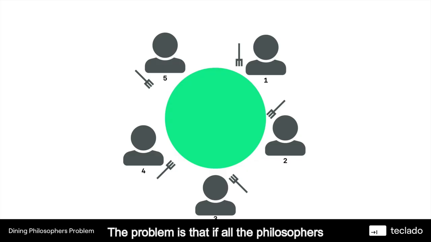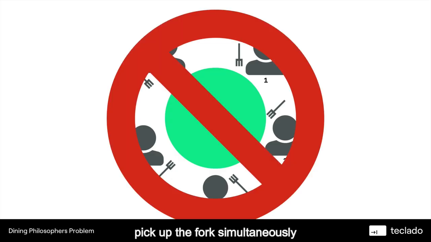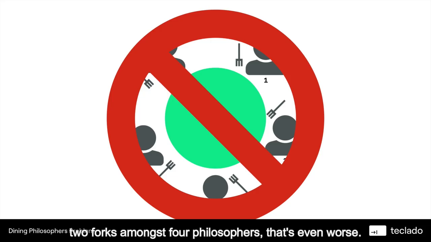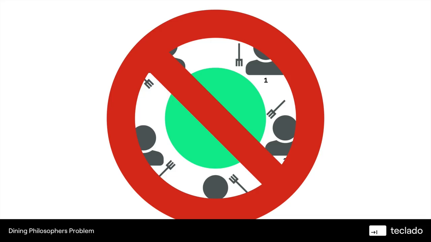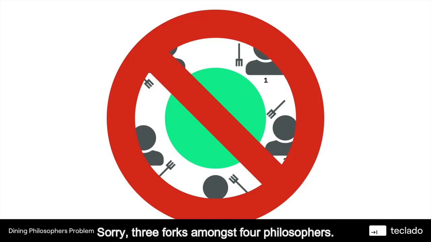The problem is that if all the philosophers pick up their forks simultaneously, nobody can pick up the other fork. So they keep waiting indefinitely and they end up starving. Similarly, if any of the philosophers does manage to start eating, somehow taking up 2 forks, they may never stop eating. And so the other philosophers are forever without 2 forks, and now they've got to share 2 forks amongst 4 philosophers. That's even worse. 3 forks amongst 4 philosophers.